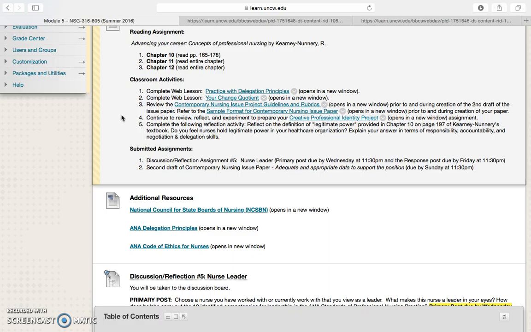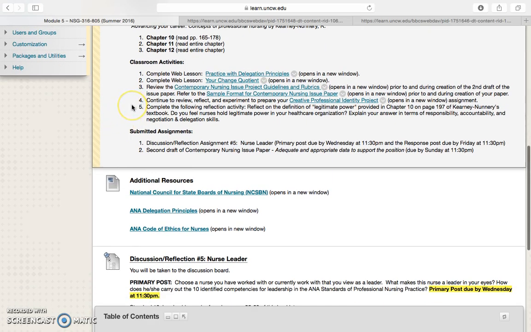The fourth activity, again, as we reviewed last week, is the Creative Professional Identity Project rubric and guidelines. Please do open that. Pay close attention to the media tools that you will be responsible for learning in order to create this project, and simply play around with the project and think about how you are going to execute how you can share your professional identity as a registered nurse as well as a future baccalaureate prepared nurse.